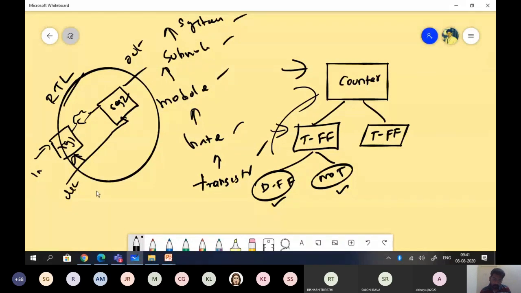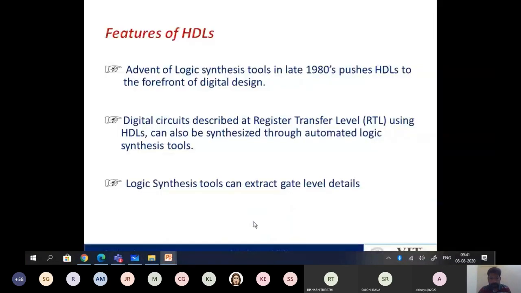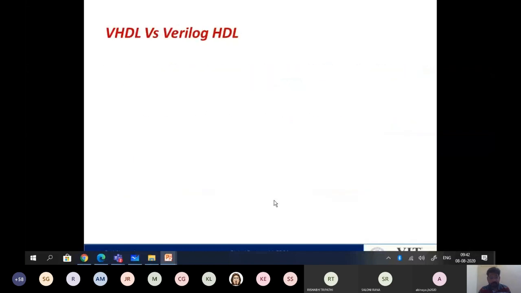So how to write the code in order to ensure that the hardware is mapping in this way? That's what we are going to discuss: RTL coding style in Verilog. Okay, so that we'll learn in this course. And your logic synthesis tool can extract the gate level details from the design automatically from your RTL description, right? That's what the synthesizer will do.